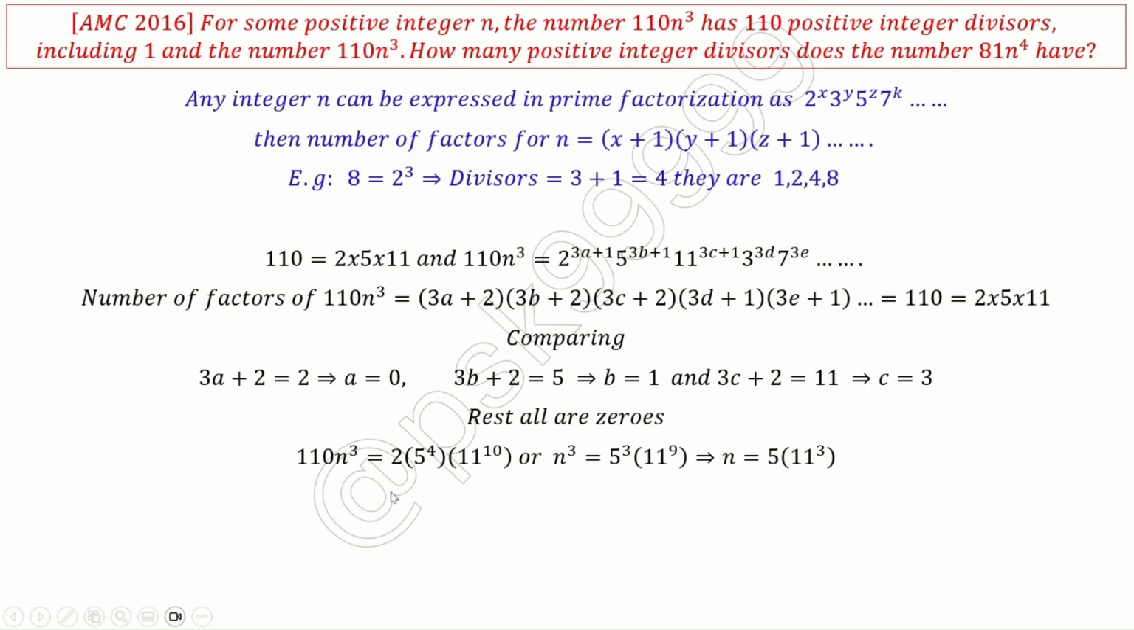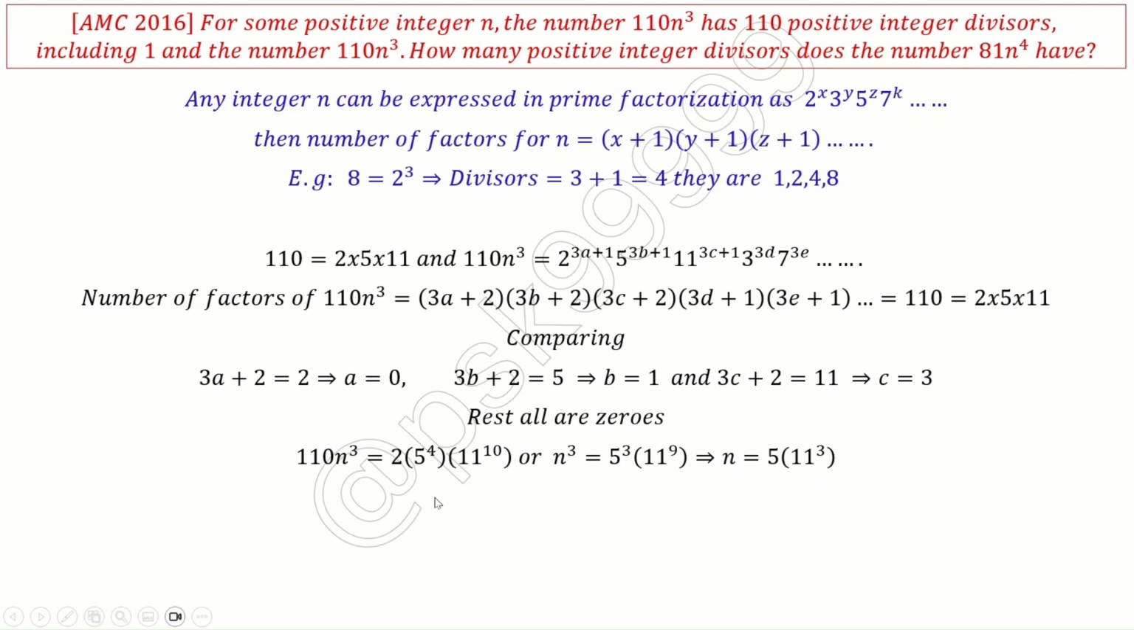So 110 n cube I can write as 2 power 1, if I take a equal to 0, and 5 power 4 because b equal to 1, and 11 power 10 because c is 3. The rest are all zeros anyway, so I don't need them. Now from this I can derive n cube, which is nothing but 5 cube into 11 to the power of 9, or n is nothing but 5 into 11 to the power of 3. Now this is very simple. Now I have my n.